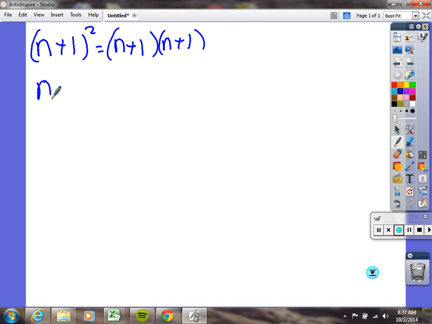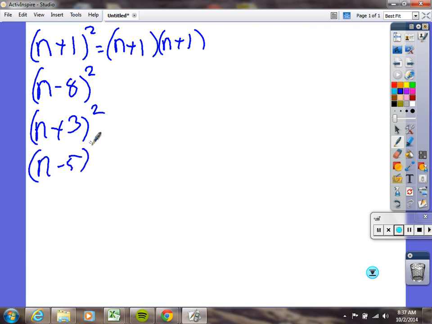Row 2, you guys are going to do N minus 8 quantity squared. This row, you're going to do N plus 3 quantity squared. This row, you're doing N minus 5. This row, N minus 4. You guys and you too, you guys are going to do N plus 3.